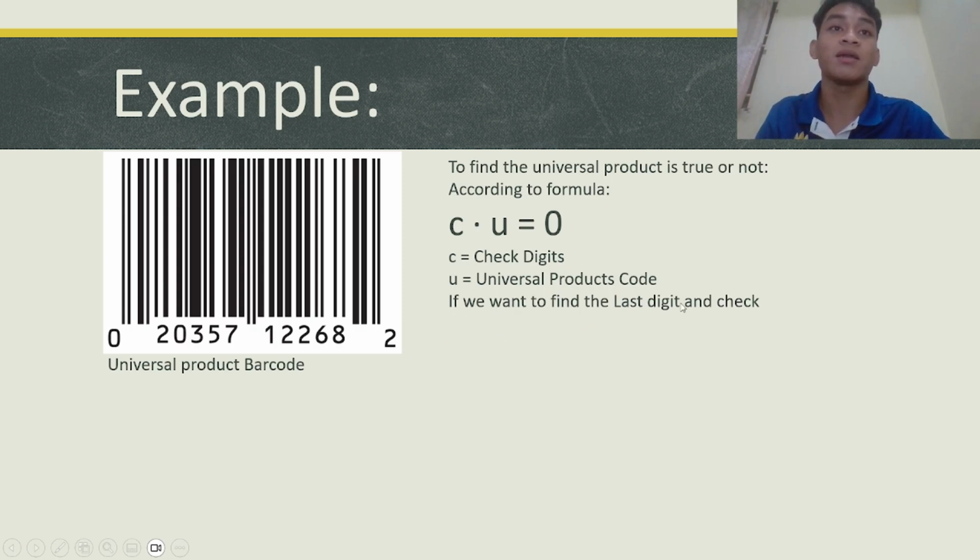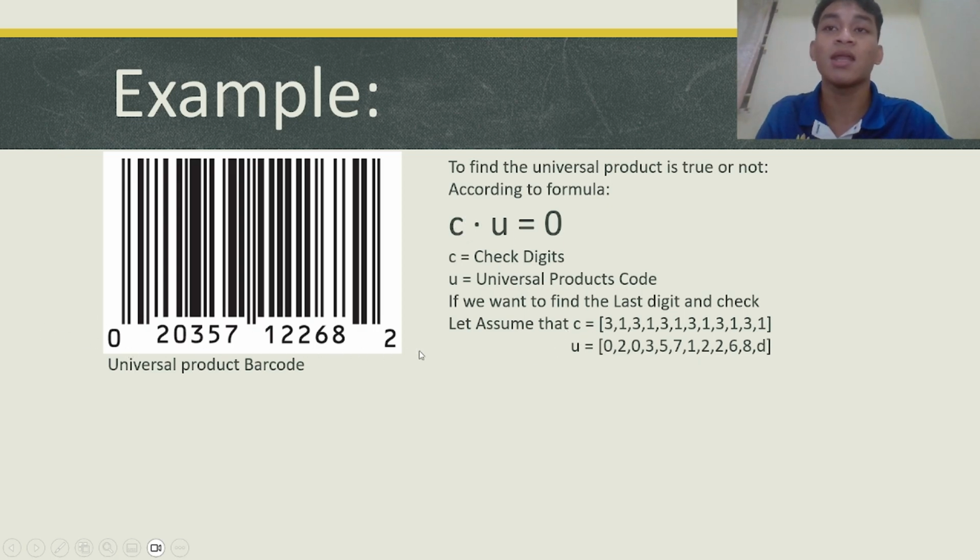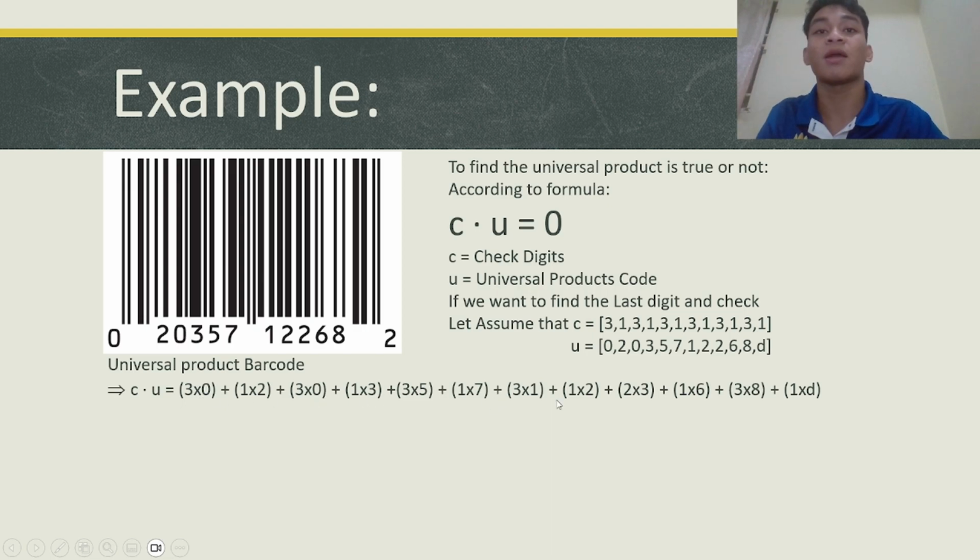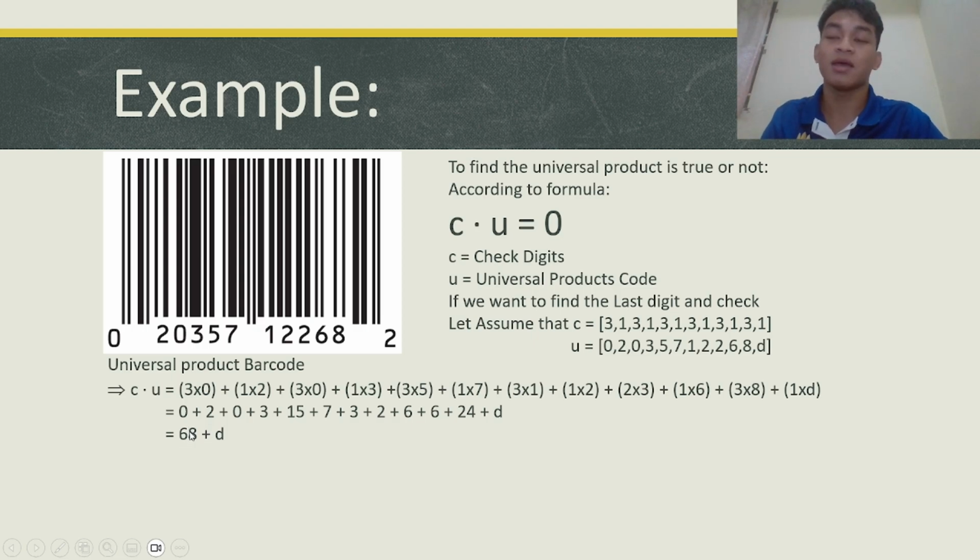And in order to find the last digit, the first thing we need to know is C. We don't know what C is, but we can assume it, because in a 10 digit we can assume C equal to 0101 as a 12 digit, and U equal to this universal product here. We multiply and sum it up together and we get the result 68 plus D. And 68, as you already know, is a decimal number. In a decimal number it contains only 0 till 9.